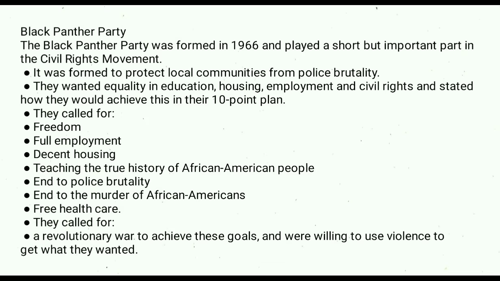Black Panther Party. The Black Panther Party was formed in 1966 and played a short but important part in the civil rights movement. It was formed to protect local communities from police brutality. They wanted equality in education, housing, employment, and civil rights, and stated how they would achieve this in their 10-point plan. They called for freedom, full employment, decent housing, teaching the true history of African American people, an end to police brutality, an end to the murder of African Americans, and free health care. They called for a revolutionary war to achieve these goals and were willing to use violence to get what they wanted.